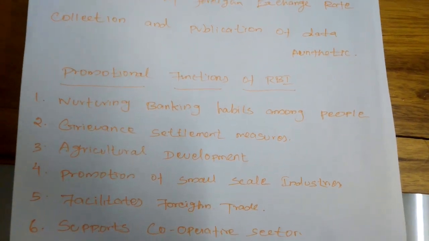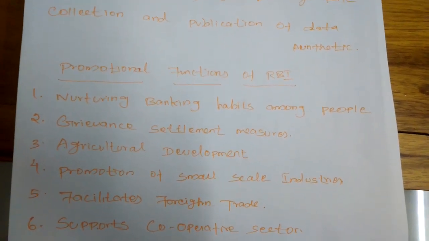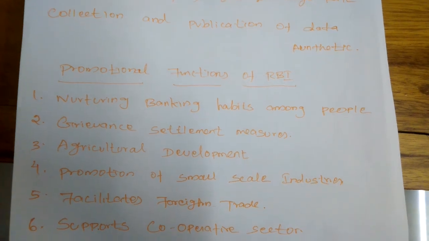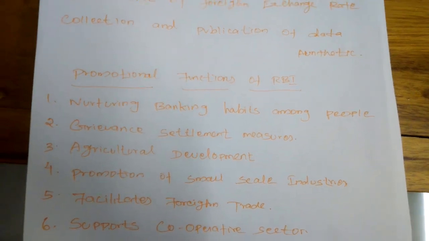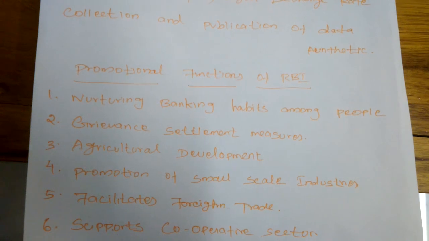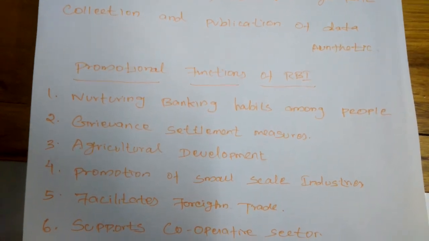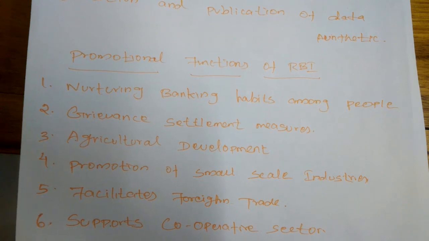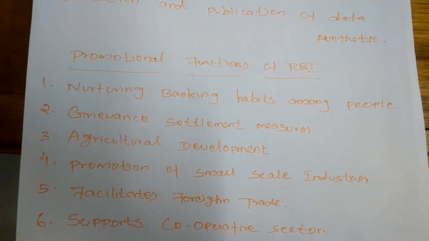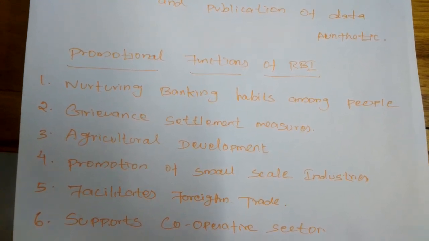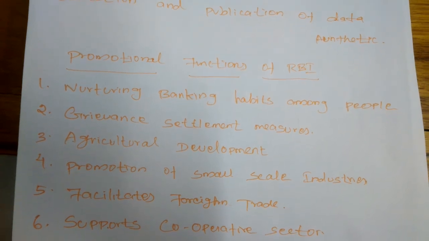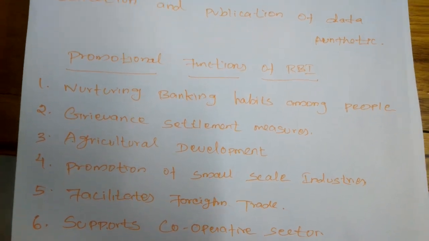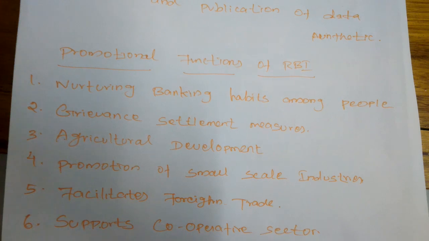Next, grievance settlement measures. The Reserve Bank of India has appointed 20 banking ombudsmen in 20 state capitals. The banking ombudsman scheme is a speedy and inexpensive forum for the resolution of customer complaints relating to certain services rendered by banks in India.